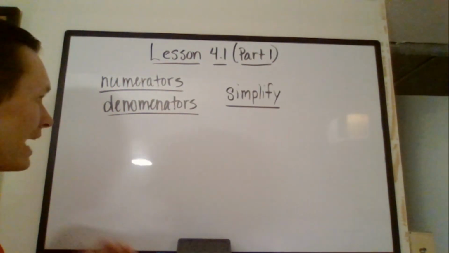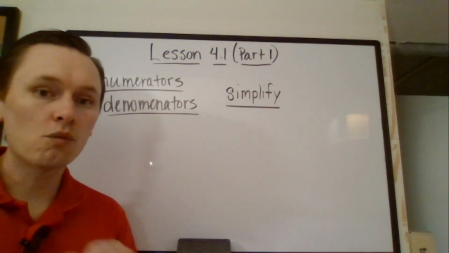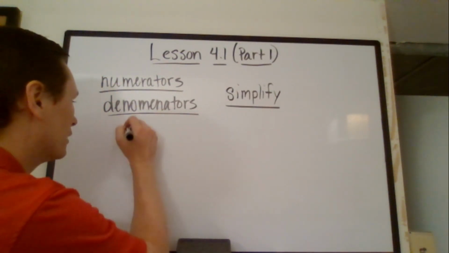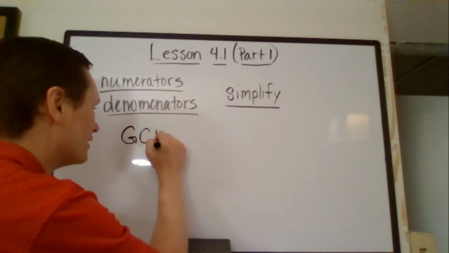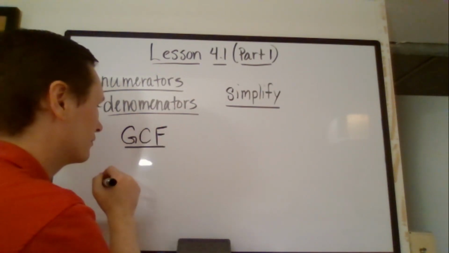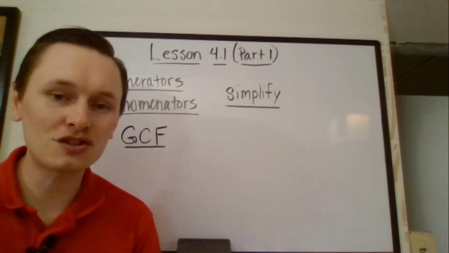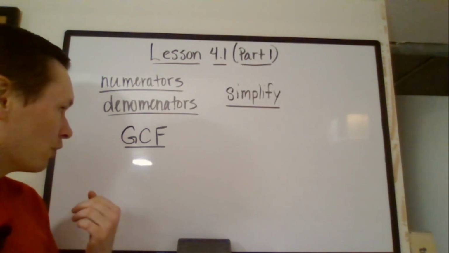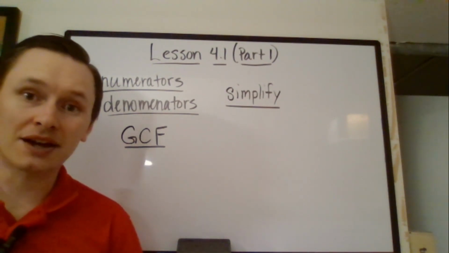Okay, so we have two ways to simplify. One is to divide the numerator and denominator by the GCF. You thought you can get rid of the GCF, did you? Well, it's back. And what's cool is you already know how to find the GCF.